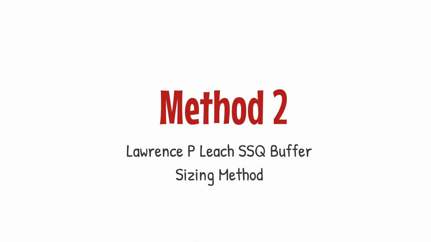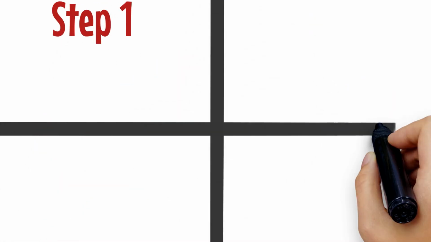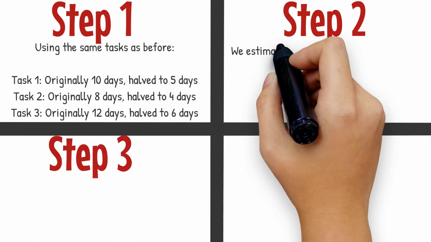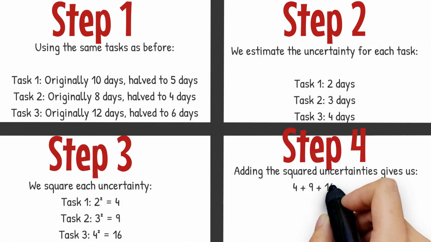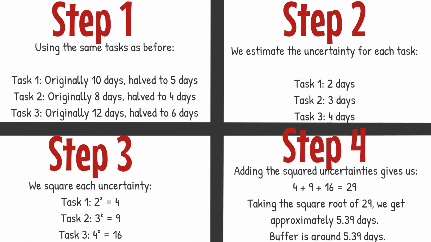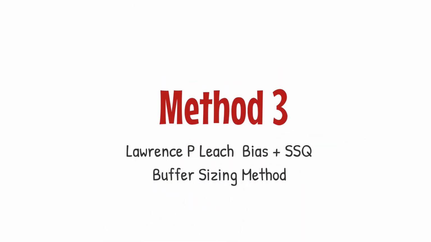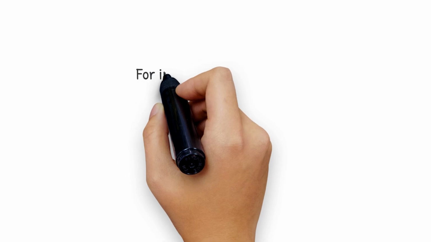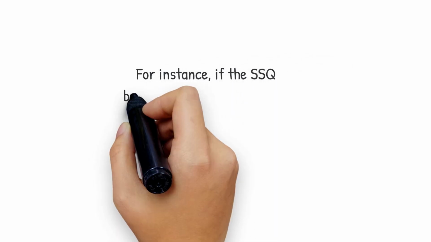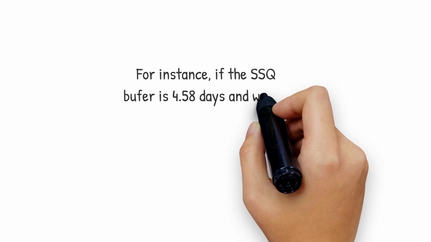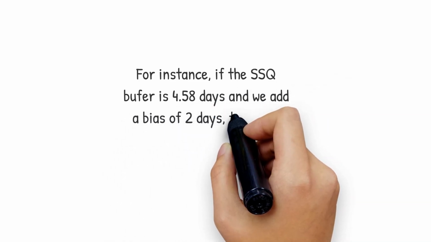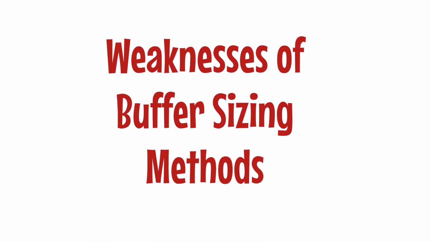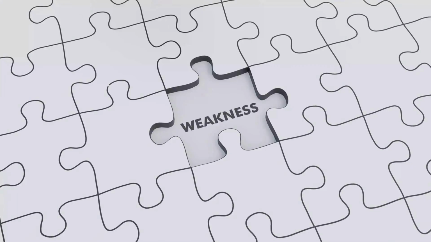In the second method, you calculate the uncertainty for each task. Let's say 2 days, 3 days, and 4 days. You square each value, sum them, and then take the square root. This gives you a project buffer of about 5.39 days. Finally, method 3 combines the SSQ calculation with a bias added to account for external uncertainties. For instance, if the SSQ buffer is 4.58 days, and we add a bias of 2 days, the total buffer becomes 6.58 days.